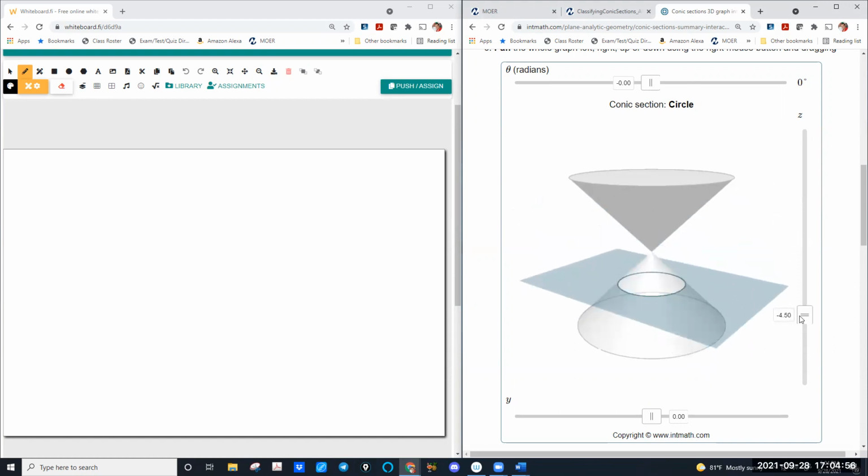Now, I don't think we need to spend a lot of time discussing the importance of the circle, right? The circle shows up all the time in everyday life, right? The tires on your car.